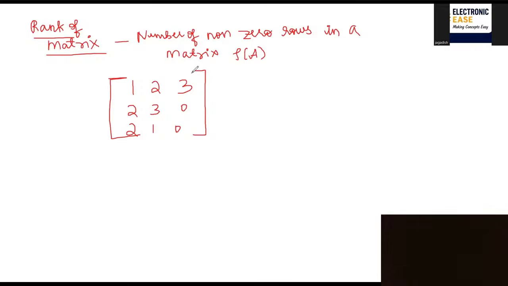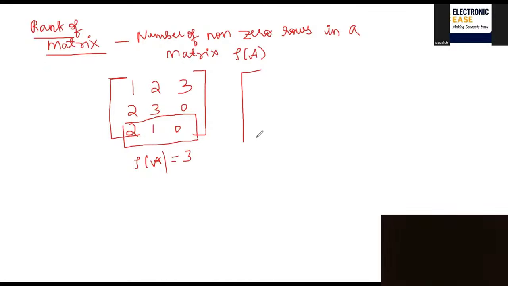Ramya, identify whether there is a row that is completely zero. Any row is there that you have completely zero in that? No row is there. So the rank of the matrix over here is 3. So the rank of A will be equivalent to 3.